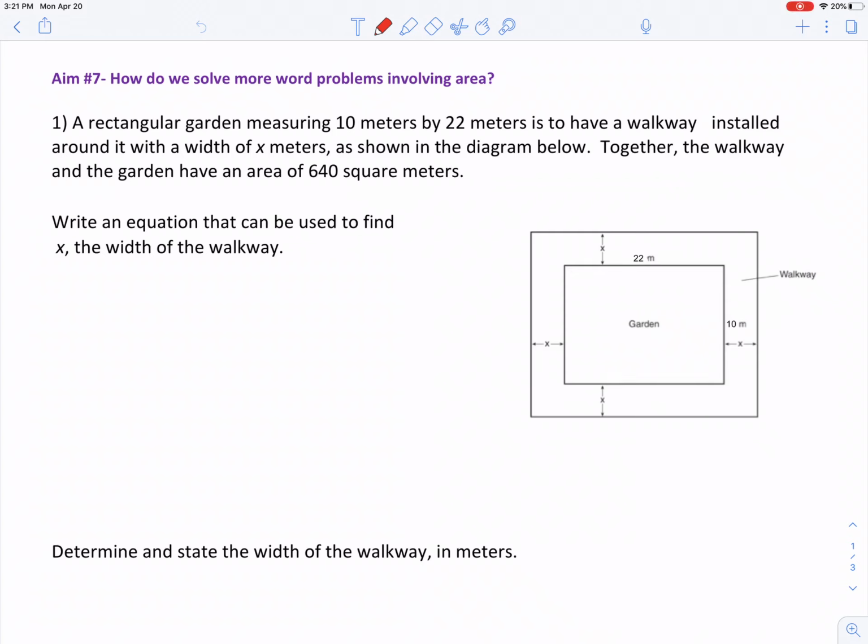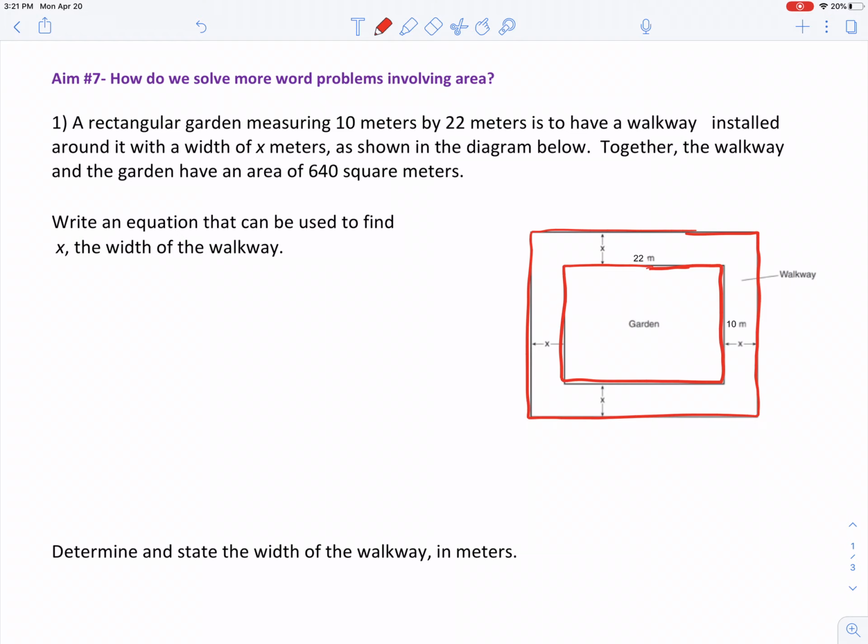Today we are doing more difficult problems dealing with area. It's basically going to all look like this picture here where you have, in this case, a garden, but it's a rectangle and it's surrounded by a larger rectangle. Here it's a garden with a walkway around it. And it will be different types of pictures, but it'll be a rectangle inside of a rectangle.